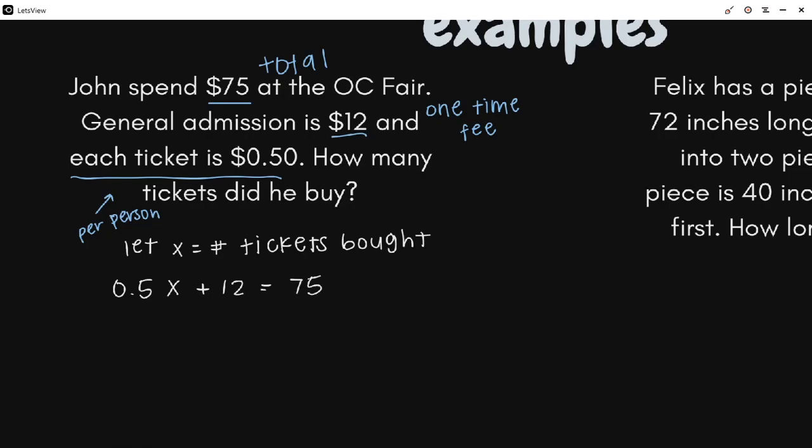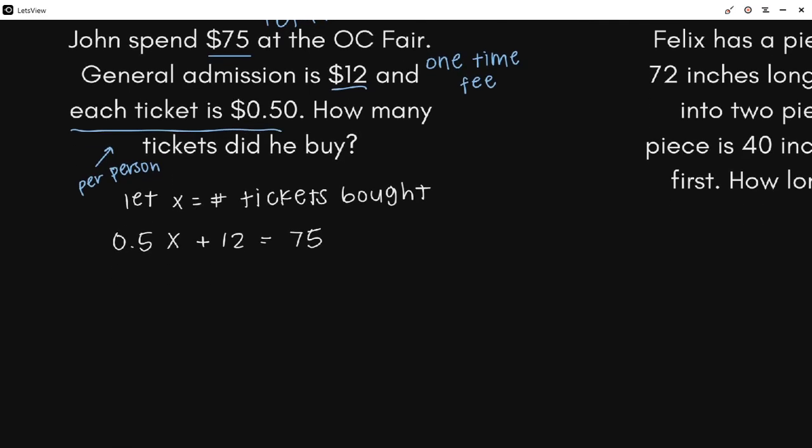And now we want to solve for x. So to get x by itself, we're going to subtract 12 on both sides. And 0.5 is also the same as 1/2. I just rewrite it so that, I think fractions are easier for me when we're solving. And then 75 minus 12 is 63.